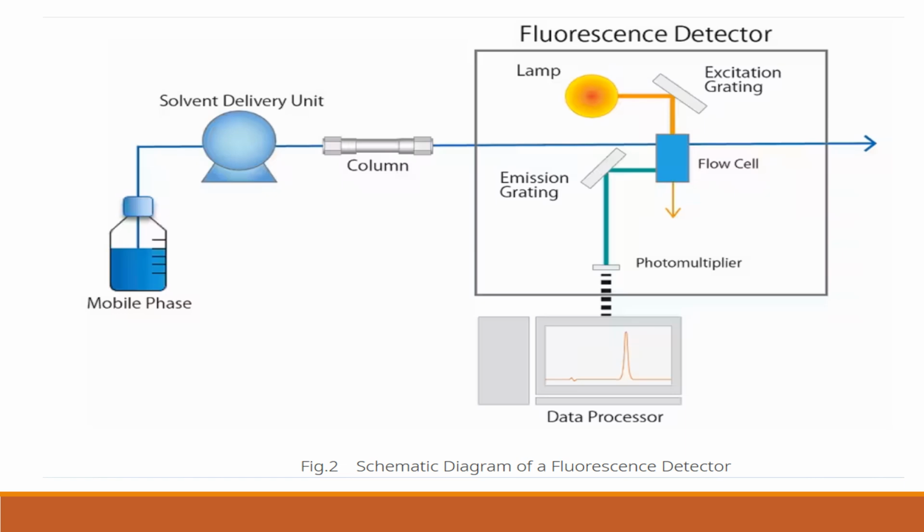Now when there is a substance in the flow cell that receives a specific wavelength of light and transitions to an excited state, it becomes a fluorescent compound. Now the light emitted from the compound is split by the emission grating and is converted into an electrical signal according to its intensity by a photomultiplier. And whatever data is generated by the detector, it is sent to your data processor.